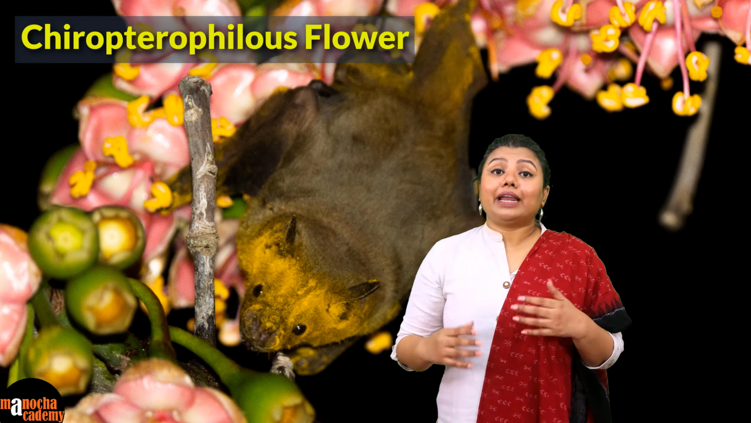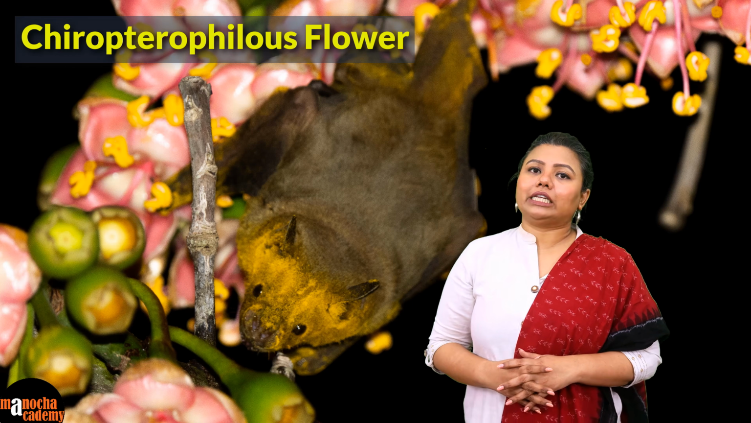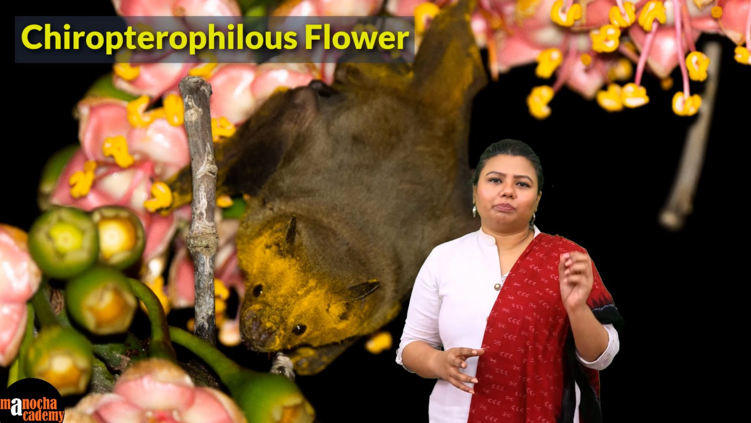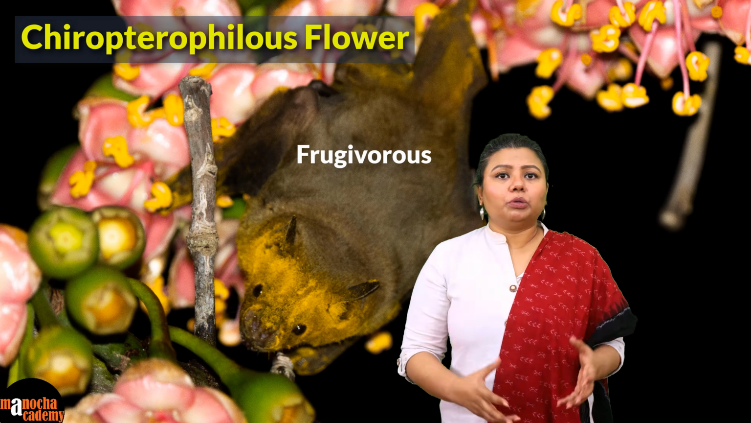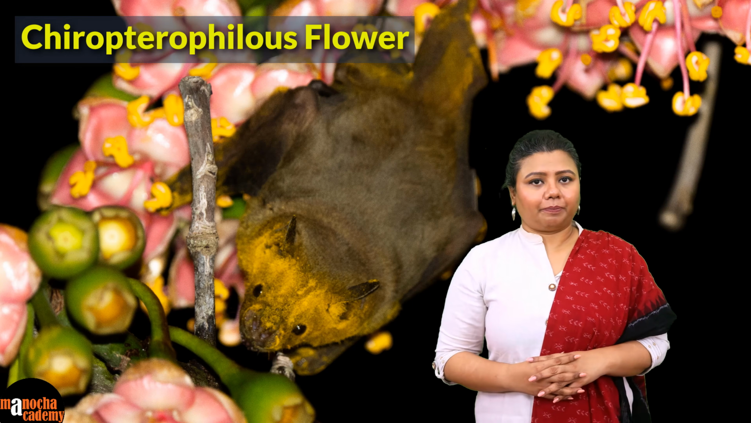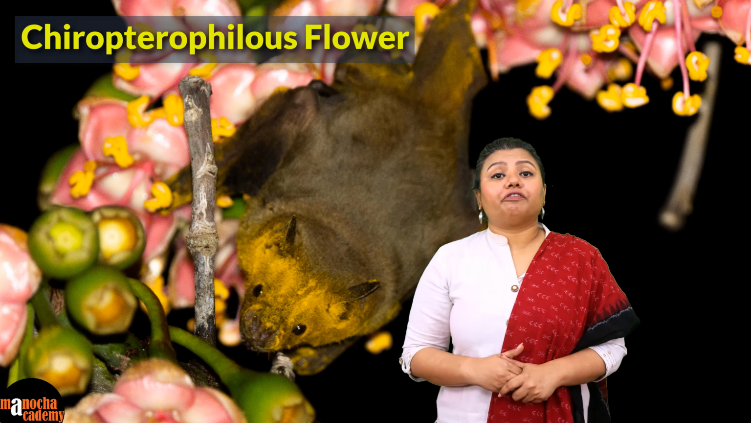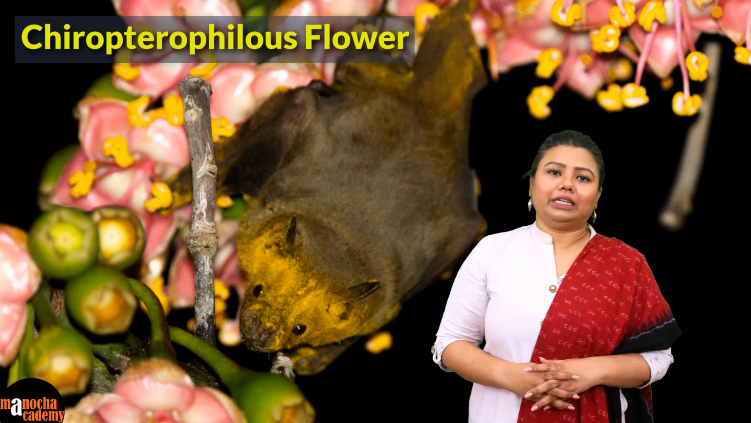We have chiropterophilous flowers. Chiropterophilous flowers are those which are pollinated by bats, those bats which are frugivorous, that is, they feed on flowers and fruits and vegetables, etc. They also act as pollinators. So those were the characteristics of flowers on the basis of how they are pollinated.